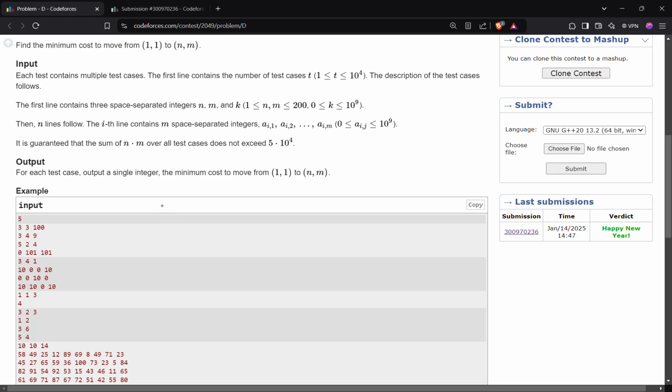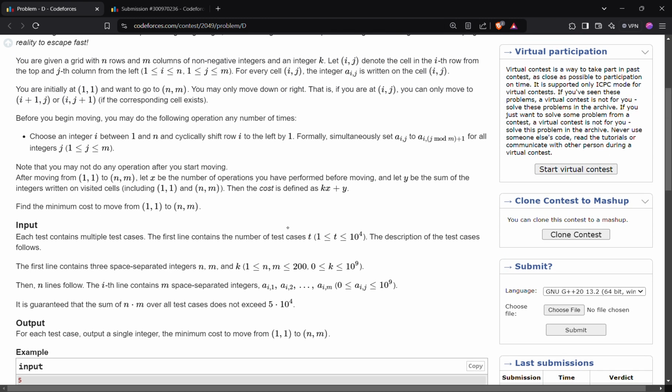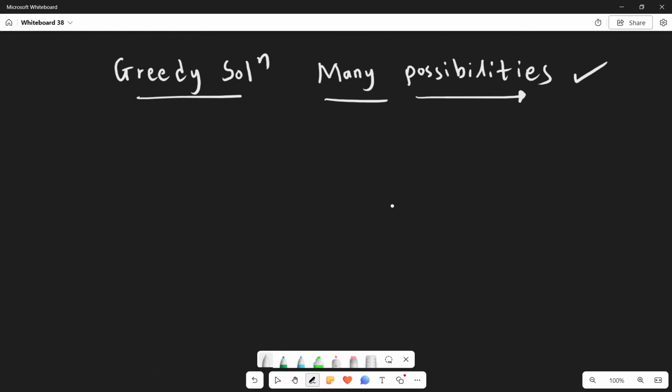So looking at the constraints, n and m are up to 200. So basically they are giving us freedom to write O of n cube, or O of m cube, or O of n m square, or O of m n square type of solutions. They are allowing us to write O of n power a into m power b kind of solution where a plus b is less than or equal to 3.